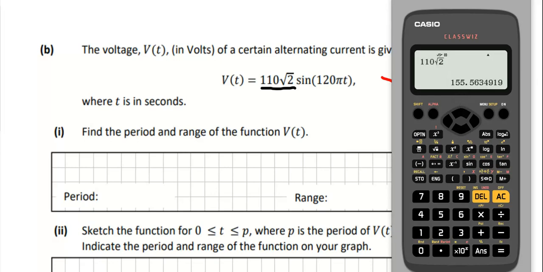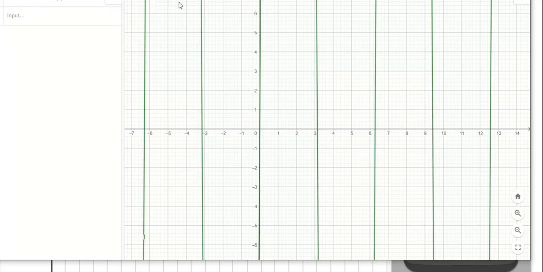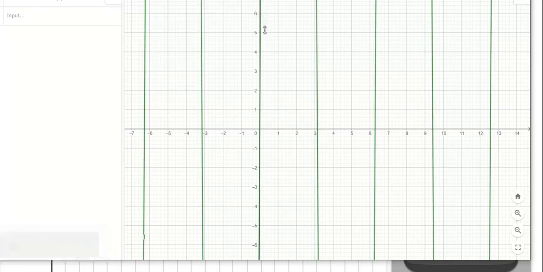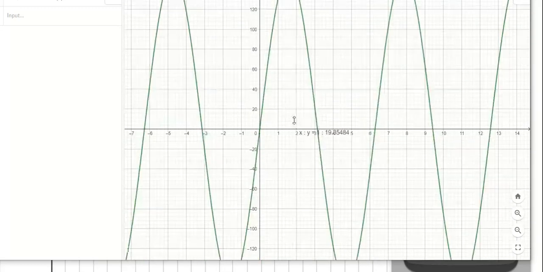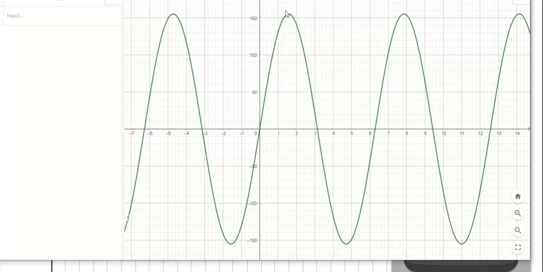155.56 for argument's sake. So I'm going to go back here and change this into 155.56. You can see what that does is it increases the amplitude to such an extent that it looks like the graph is going straight up. But if I drag this all the way down, you can simply see that it goes 155 up and 155 down. You can also see that sine starts in the middle. Sine starts at 0, comes up, back down again, and up and around.